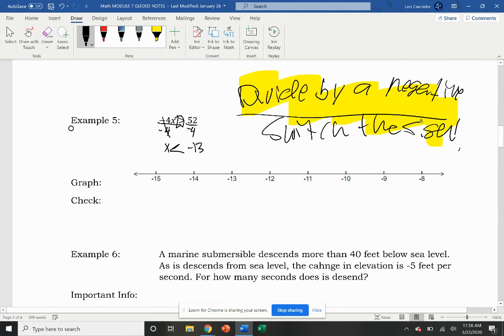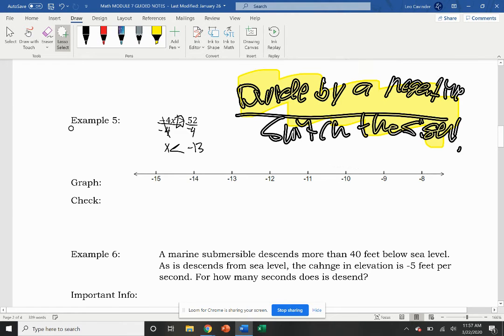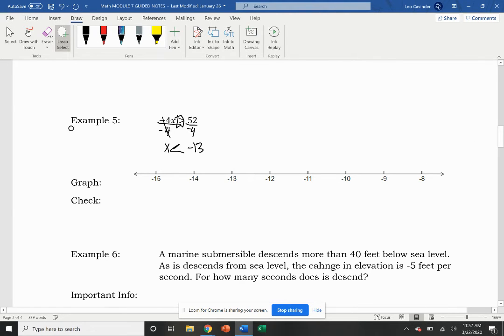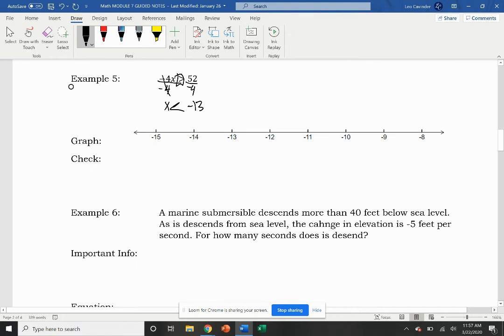Okay. Let's select. Okay, so when we divide by a negative, we're going to flip the sign. Even if it's equal to, if you're dividing by a negative, you're going to switch the signs. I cannot emphasize that enough. If you don't, your answer will be completely wrong. It is on negative 13. It goes in this direction.